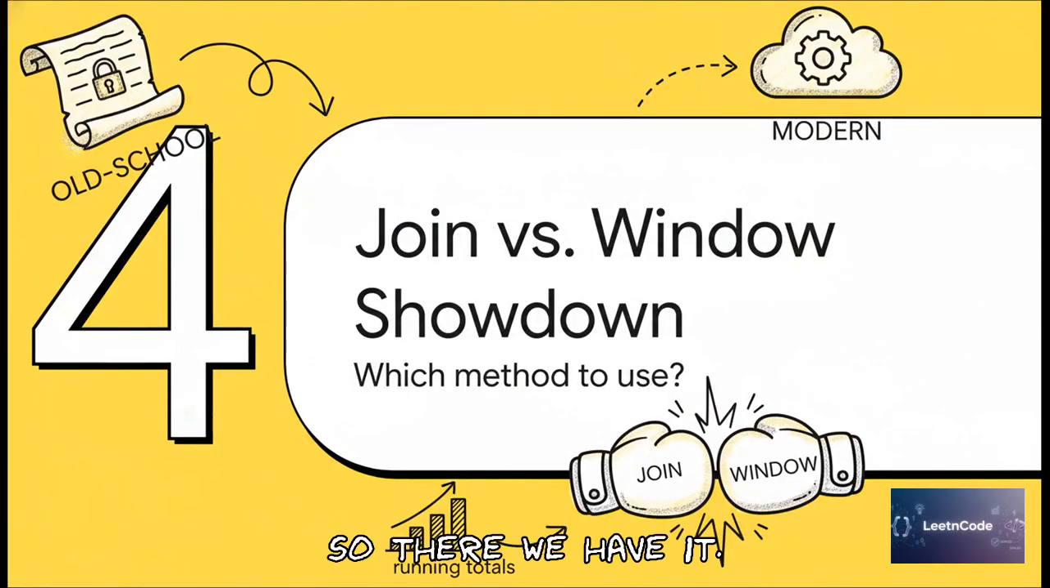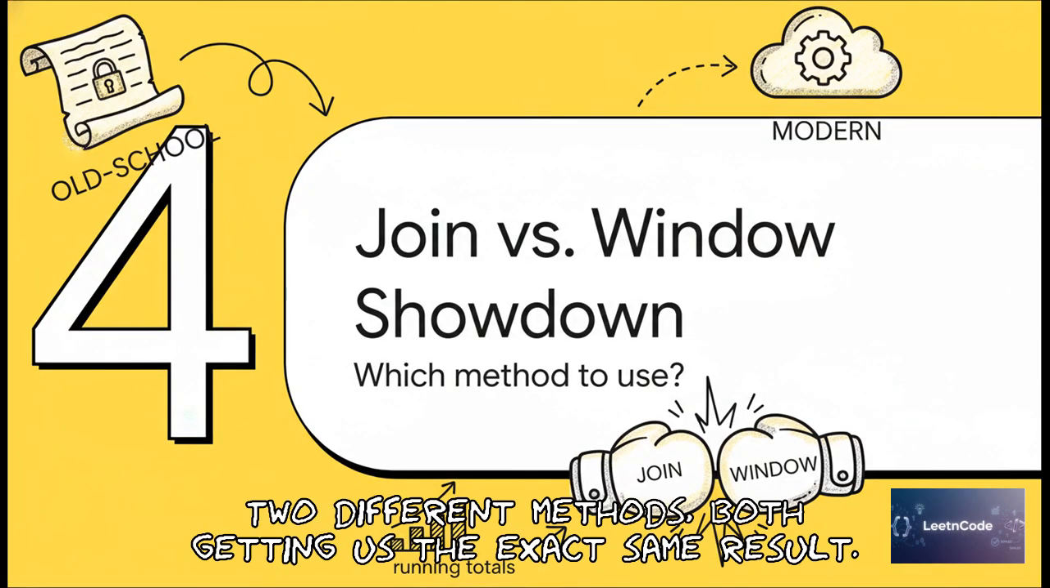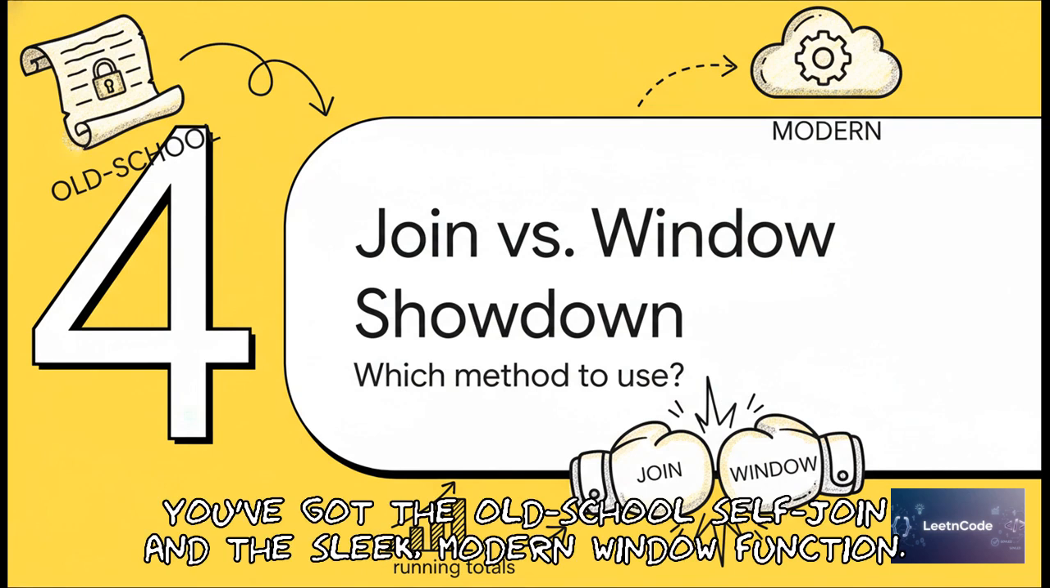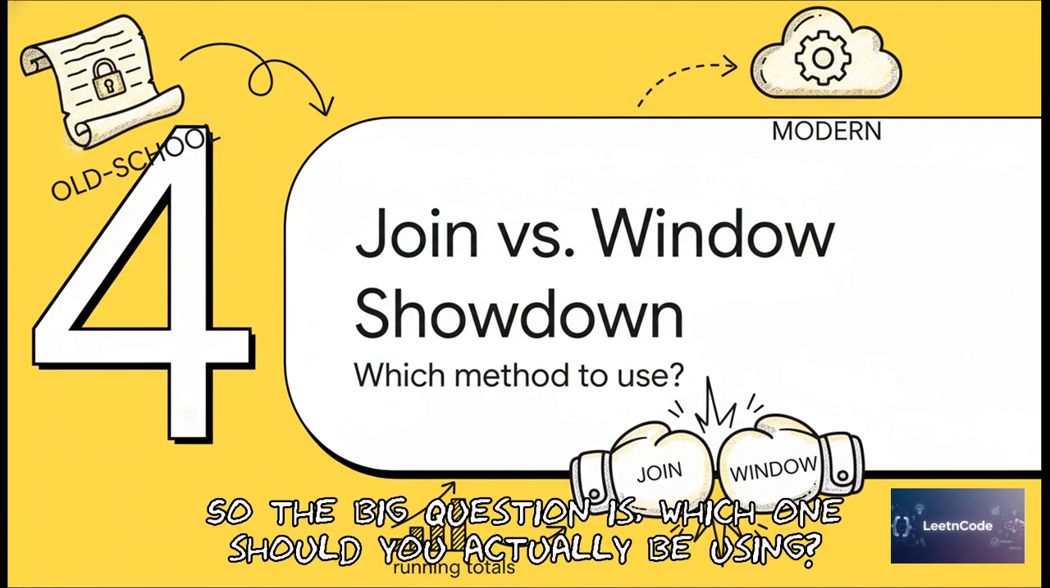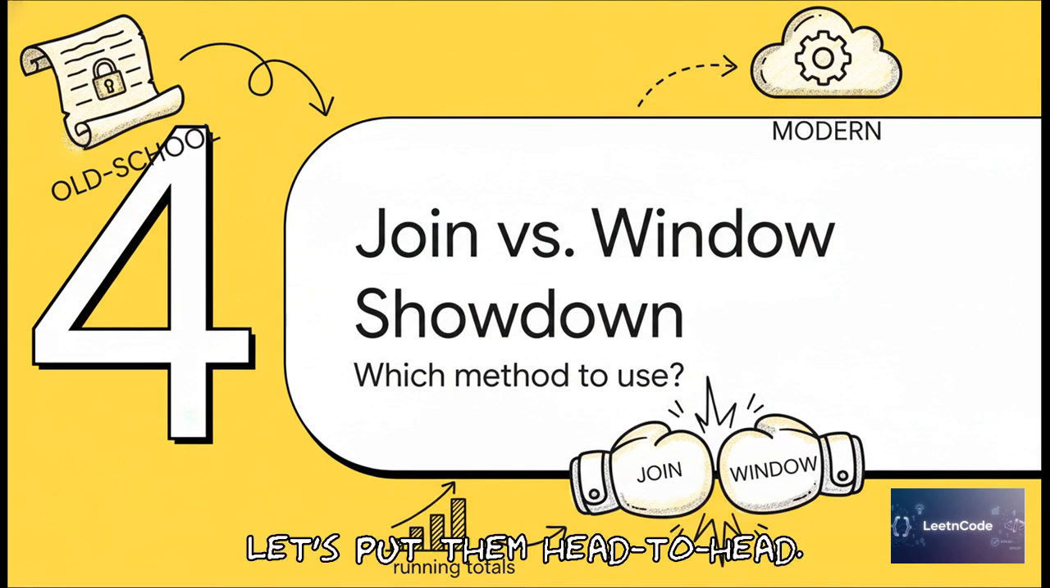So there we have it. Two different methods, both getting us the exact same result. You've got the old school self-join and the sleek, modern window function. So the big question is, which one should you actually be using? Let's put them head to head.